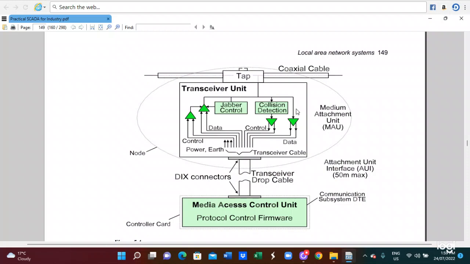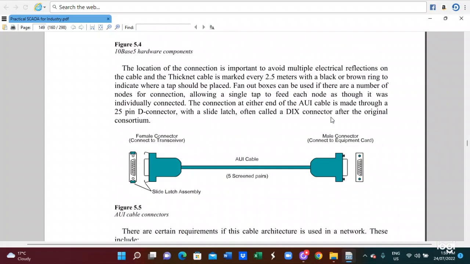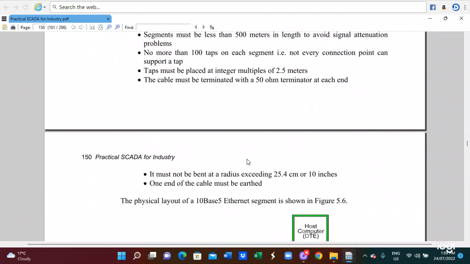So the components are here. Plus we have the unit. Also the media access control unit. Physical signaling, gateway, jabber control, collision control. So this is the system. Here is a connection of the receiver and the transmitter. So the primary and the main sockets are connection. You should know about.